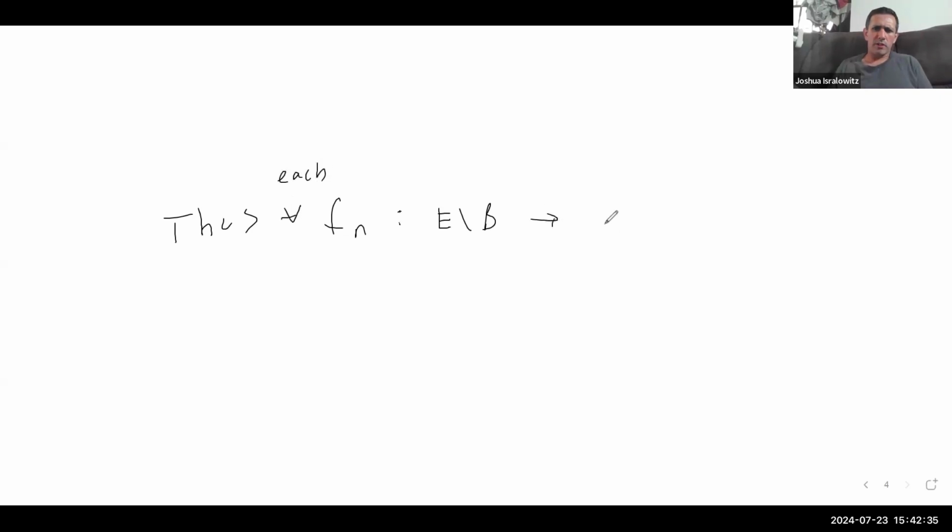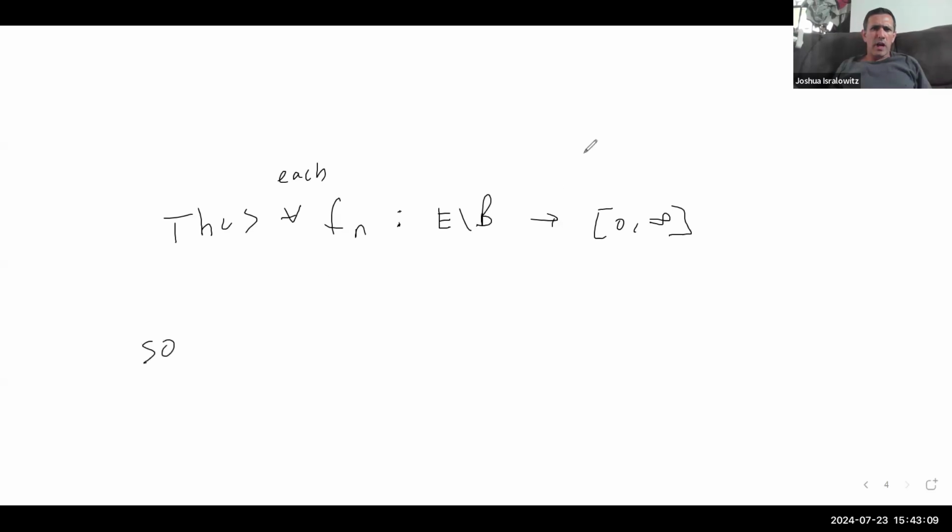Each one of these is measurable because B is measurable and Fn is originally measurable. So no issue with measurability. Now I can apply the original Fatou's lemma to Fn restricted to E take away B. Technically I really mean Fn restricted to E take away B, but that's kind of splitting hairs here.